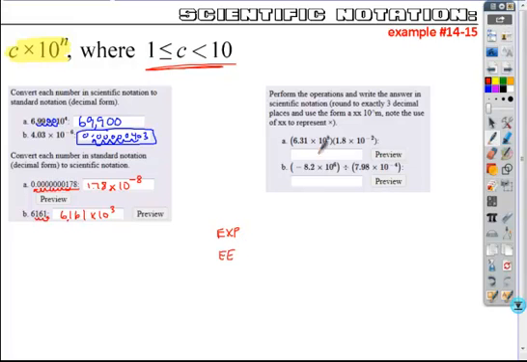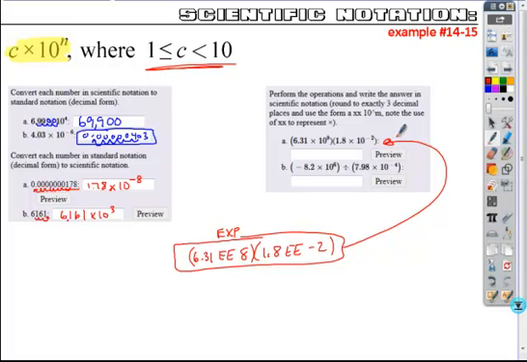Okay, so when you're writing the scientific notation here, what you might enter would be something like 6.31 EE. And then the EE or the EXP represents the whole times 10 to the power of. So you would simply follow that with the power of 10. So here we have our 6.31 times 10 to the 8th, times 1.8 EE, which represents the times 10 to the power of -2. And so this calculation right here is what you would use to solve this answer.